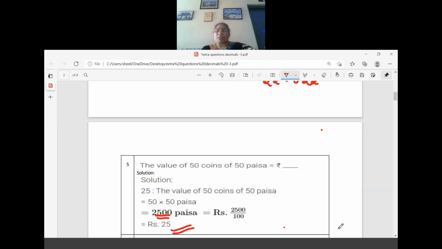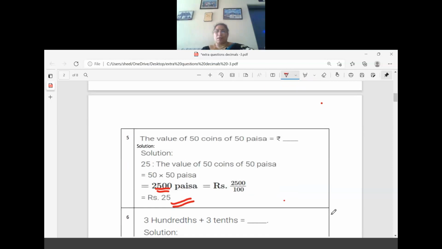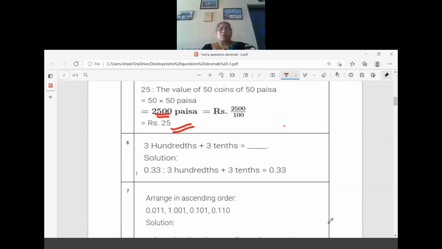So the 50 coins of 50 paisa equal 50 into 50, 2500 paisa. Then we have to convert it into rupees, so we divide by 100. Then what is the final answer? Rupees 25.